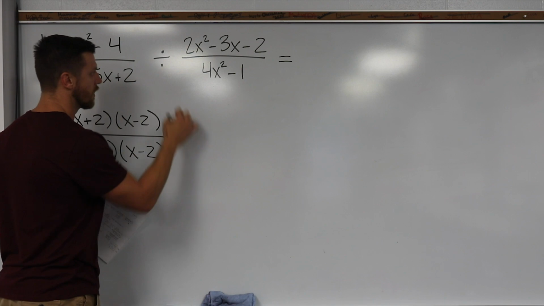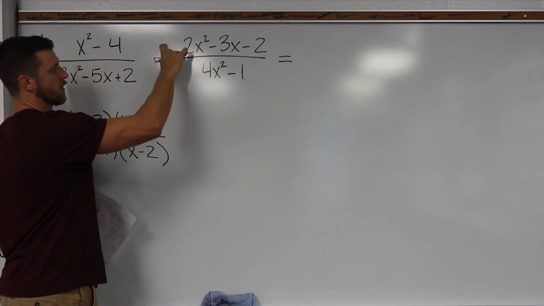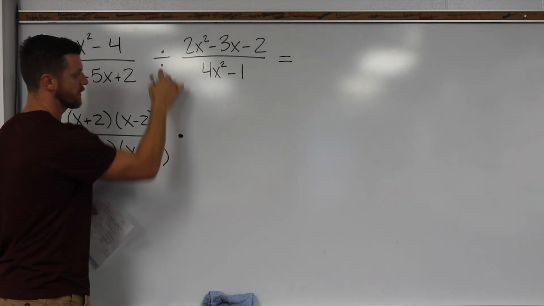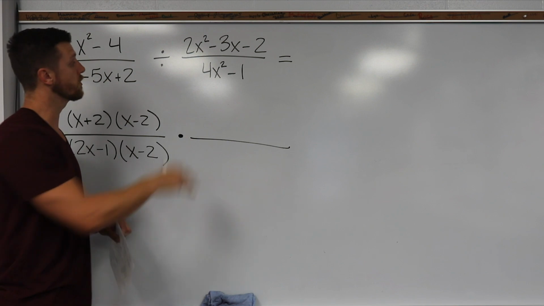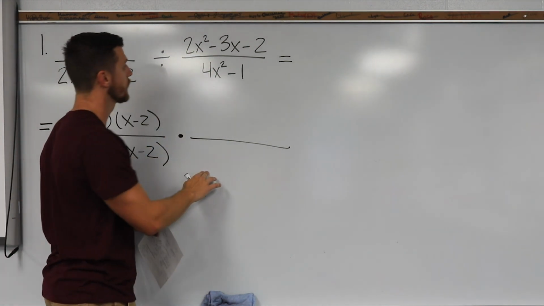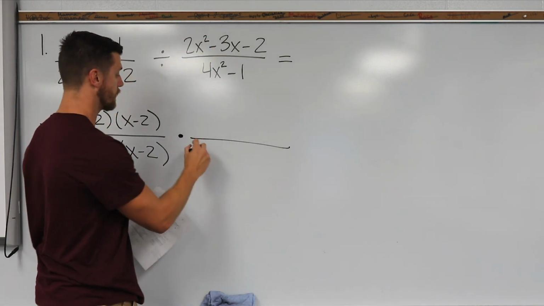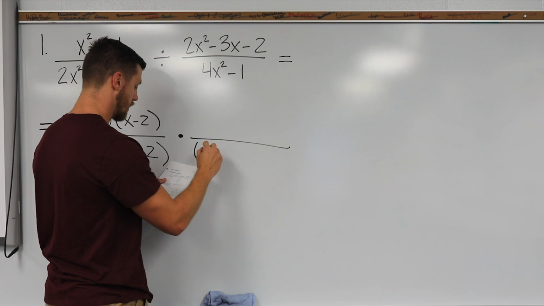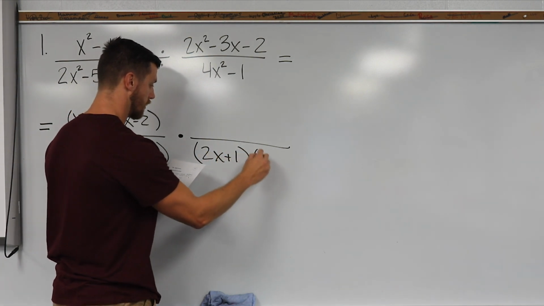So when you divide this fraction by another one, you're going to actually multiply, so that changes to multiplication, by the reciprocal. So what I'm going to do is factor this guy, but since I'm doing the reciprocal, this guy now goes on the bottom. Alright? When you factor this with a box, if that's how you want to do it, you're going to get 2x plus 1, x minus 2.